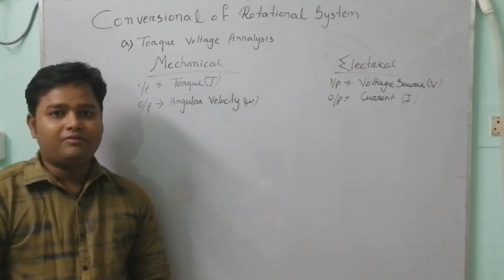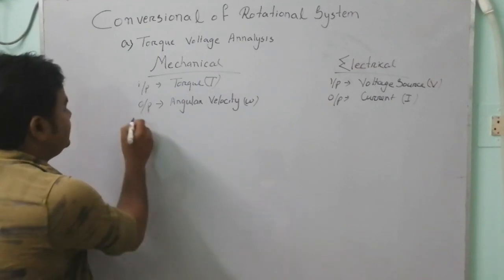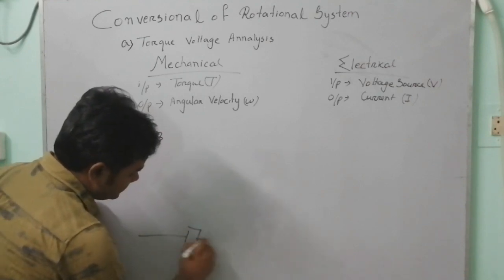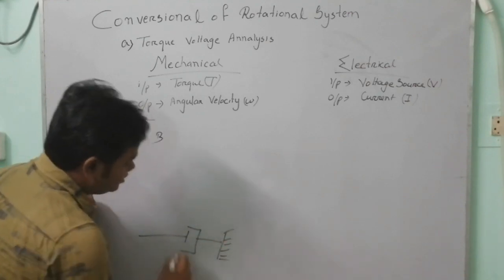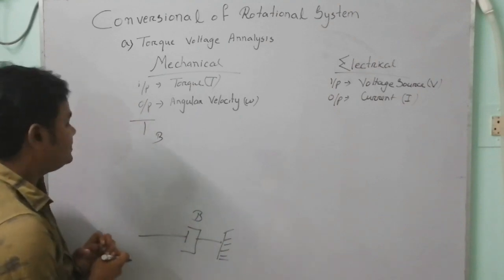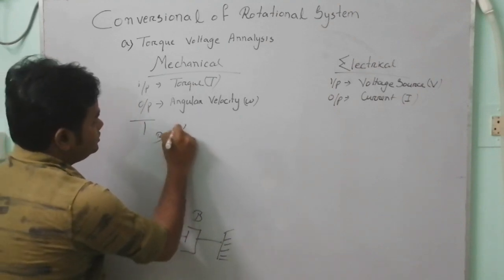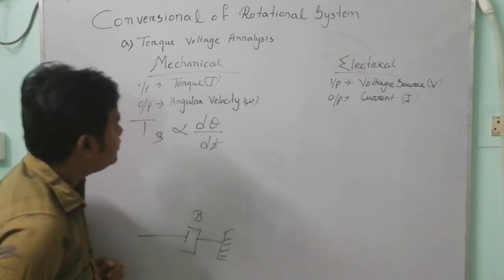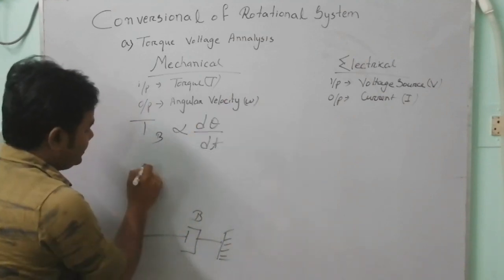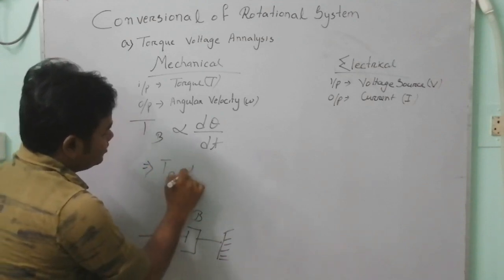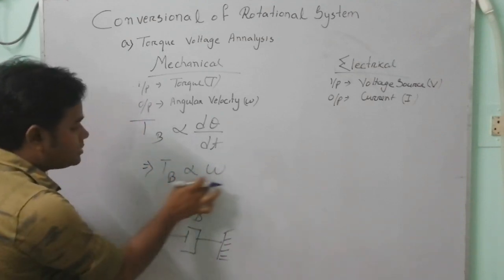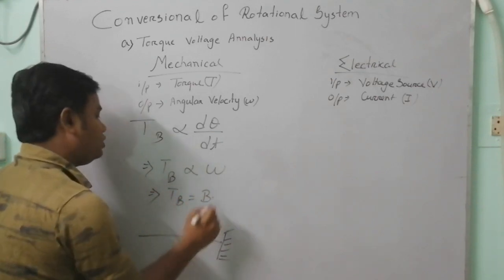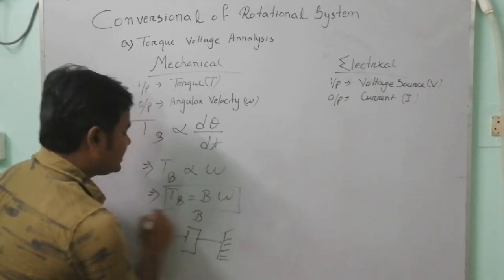Next we have to go for the torque due to dashpot, that means TB. First its diagram. One side is fixed and one side is open. Friction B, that means TB is proportional to d theta by dt. We know that d theta by dt is equal to omega. That implies TB is proportional to omega. That implies TB is equal to B into omega. This is the mechanical side equation.